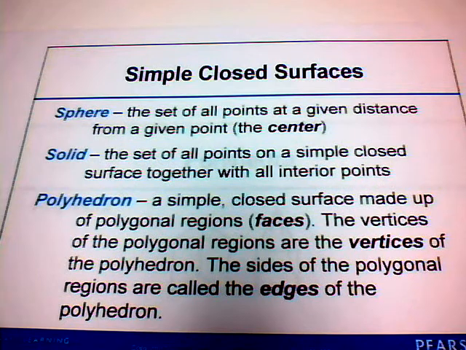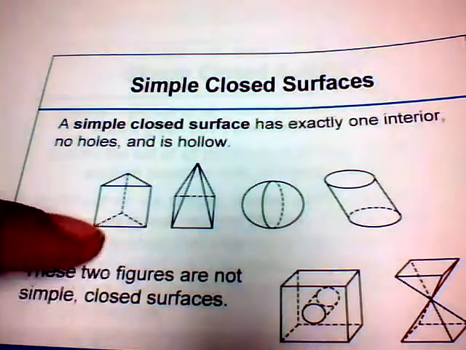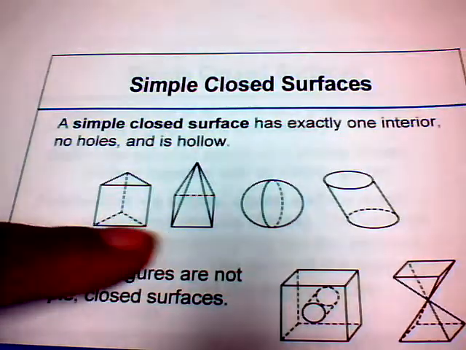A solid is a set of all points on a simple closed surface together with all interior points. Okay, now some of these are solids, like these two right here. Those are solids right here, these first two.